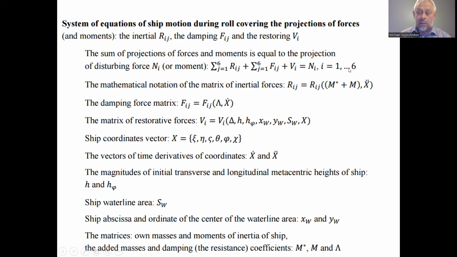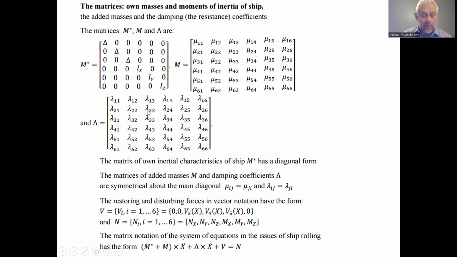And the 3, that means the I is 4, 5, 6, the angular accelerations. So the second category is damping forces. The arguments are the matrix of the damping coefficients, and this matrix of damping coefficients and the added masses coefficient, the factors of the proportionality of the forces and moments arising when the ship moves with acceleration in the water environment.